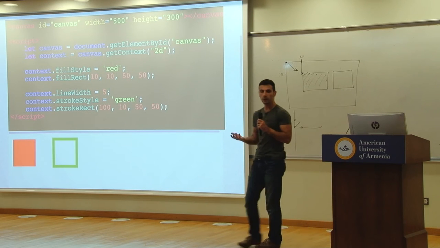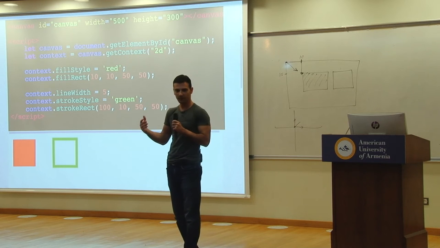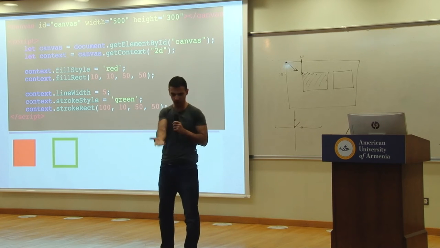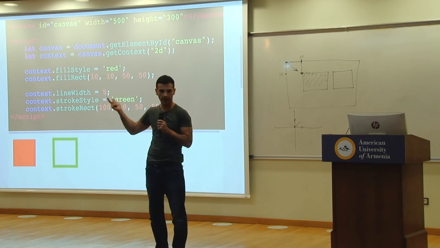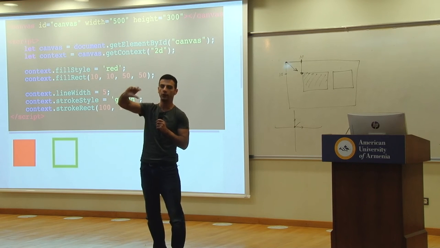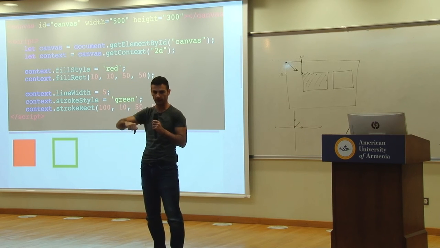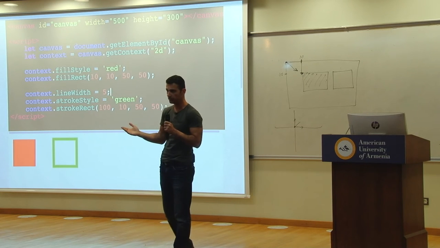Okay, so you might be wondering, how did I know that? Right? Well, I knew it because I've done this before, but how will you know that? It's very easy. You Google 2D context for Canvas, and it will tell you every function that it has and all the various options that every function has. Make sense? Questions so far?